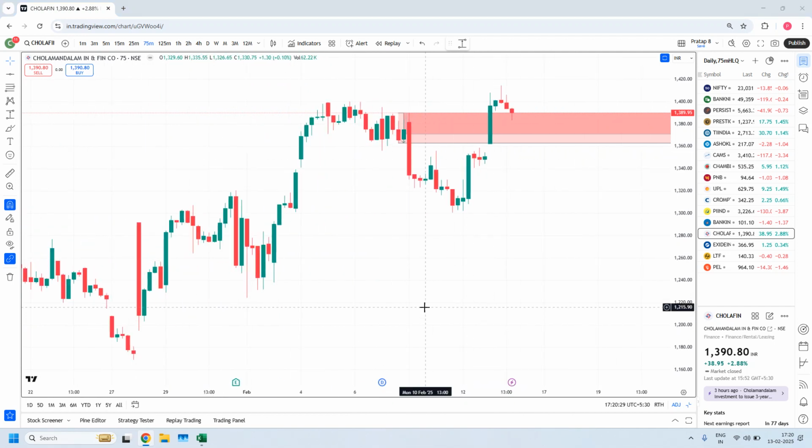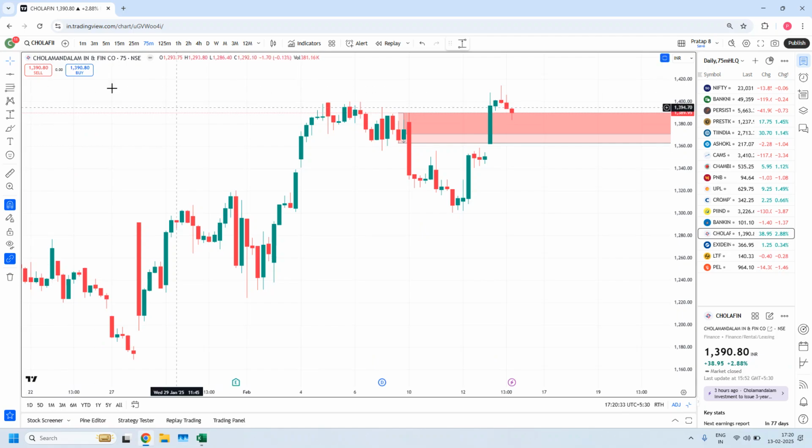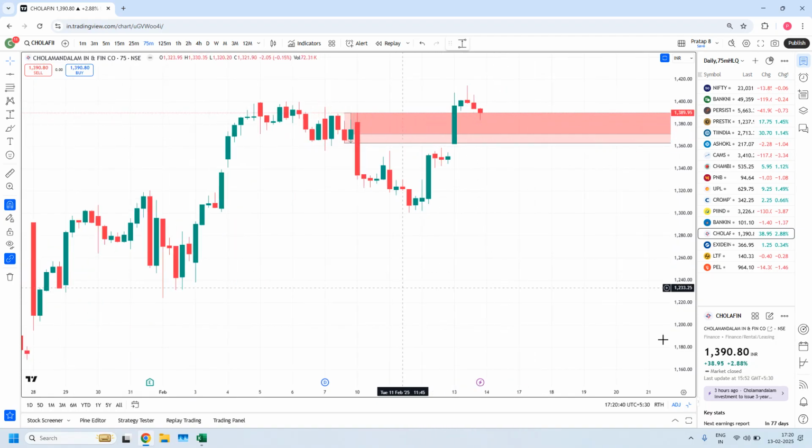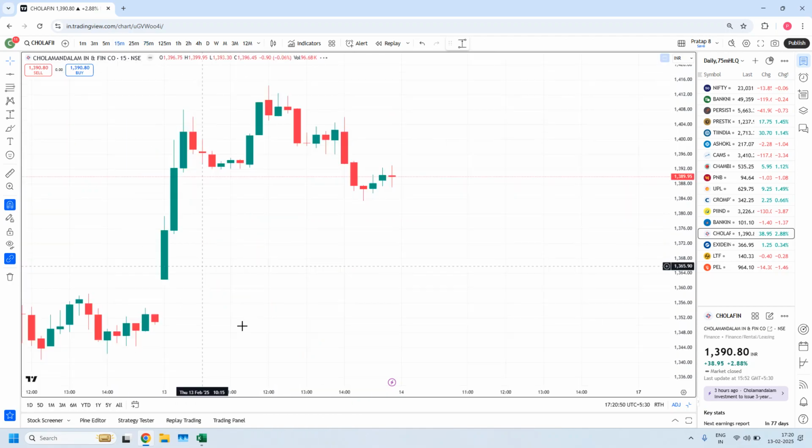Sorry, a mistake. Oh, Chambal Fert, I opened the wrong one. Cholamandalam Finance, this zone is violated. We know this zone. Anyway, I opened it, let me finish this and then go to Chambal Fertilizers. This is a 75 minute zone. It doesn't have a 5 minute fine-tuned zone. You know when a zone can be violated. Go to 15 minutes.